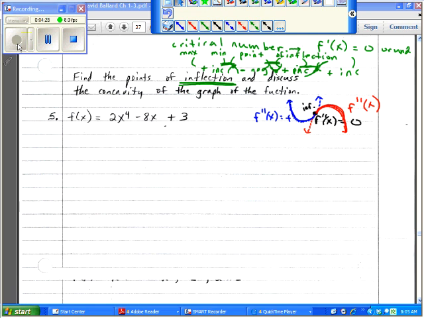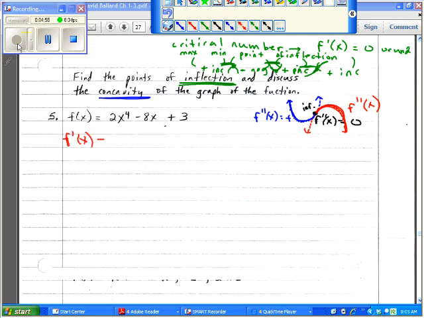So the question here is, find the points of inflection, and then discuss concavity. Well, it's actually the second derivative that will allow us to quickly find where it's concave up, concave down, or there's a point of inflection. We can find the point of inflection with the first derivative, but it's not as easy as it is with the second derivative. Okay, so what we want to do is find the second derivative.